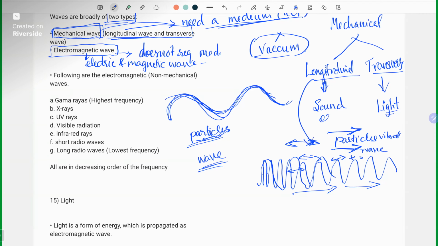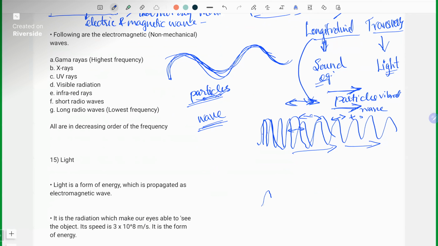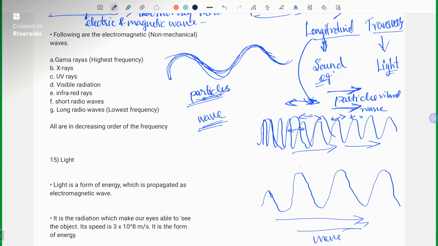And transverse wave is the opposite thing. When the wave direction is this, the particles' direction will be up and down, perpendicular. The particles' vibration will be perpendicular to the wave's direction. Okay, it will be like this.